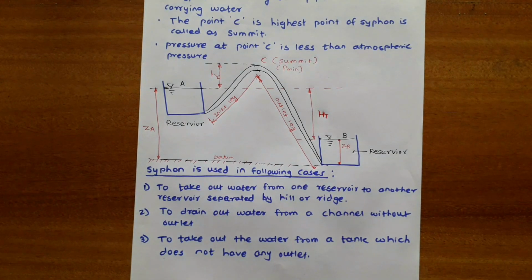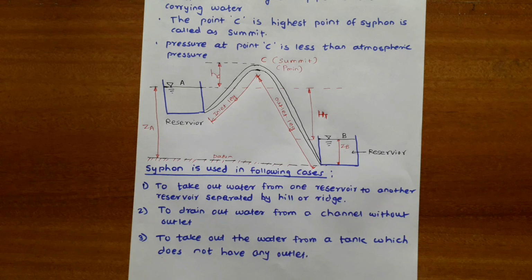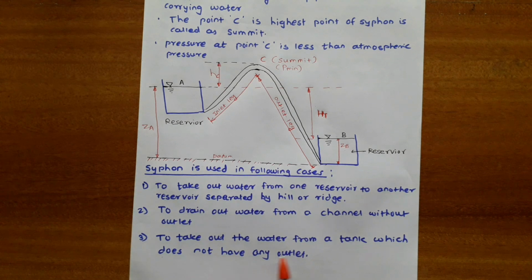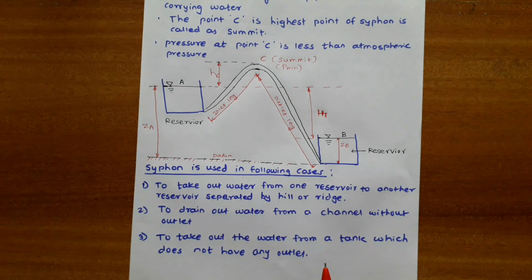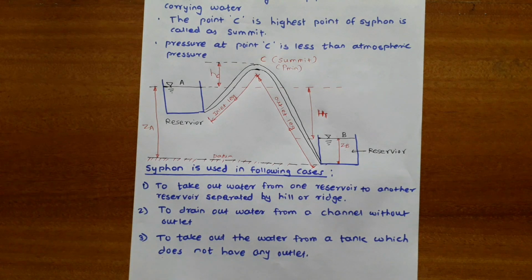The siphon is used to take water from one reservoir to another reservoir separated by a hill or a ridge. The second use of siphon is to drain out water from a channel without an outlet. If there is no outlet, then by using siphon we can drain out the water. Similarly, the third use is to take out water from a tank which does not have any outlet. So normally these are the three different uses of siphon. Siphon is a simple, flexible tube.